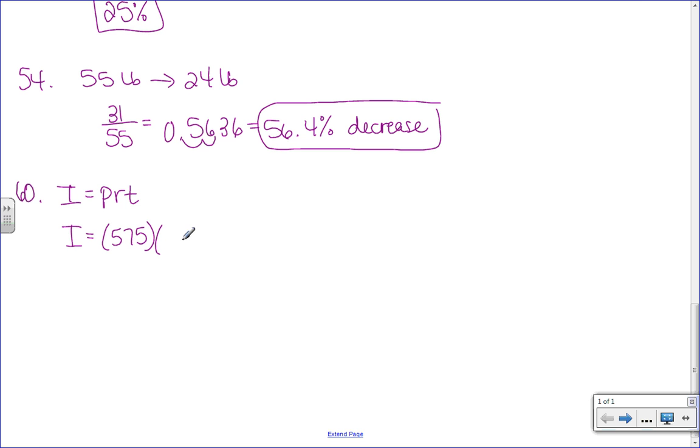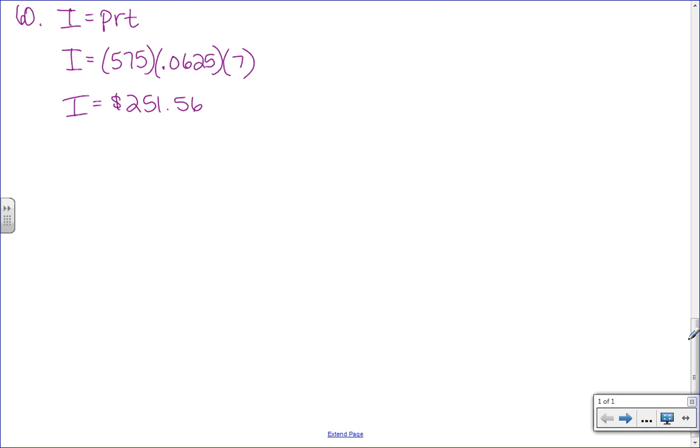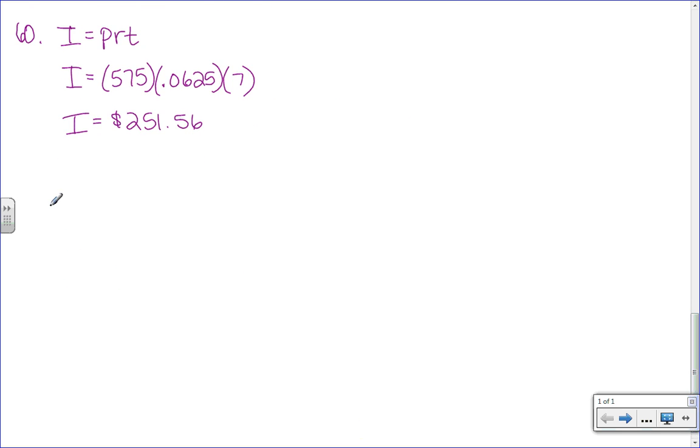The rate is 6.25%, so as a decimal, 0.0625. And the time is 7 years. Okay, and if we multiply all three of these, we get that the interest is equal to, rounded to the nearest cent, $251.56. Okay.